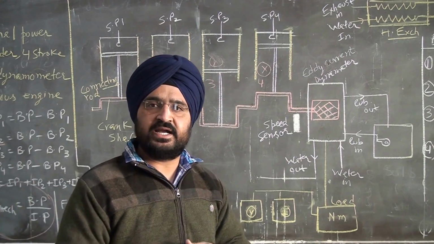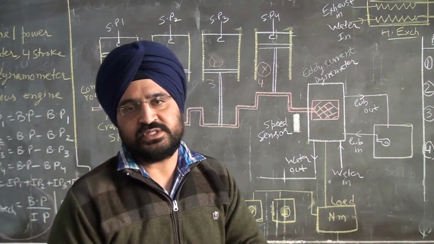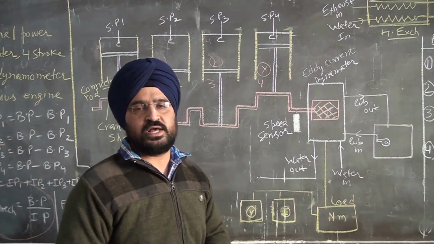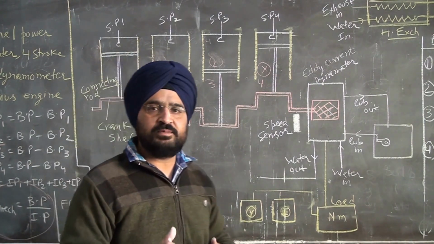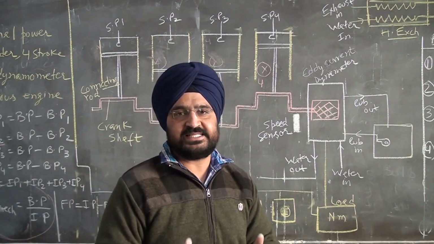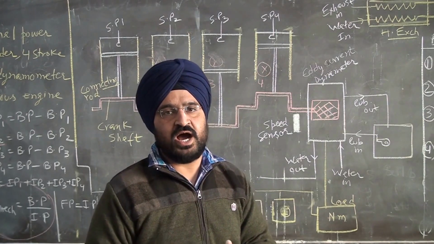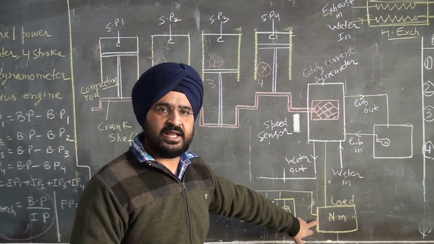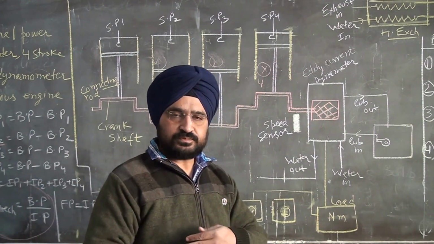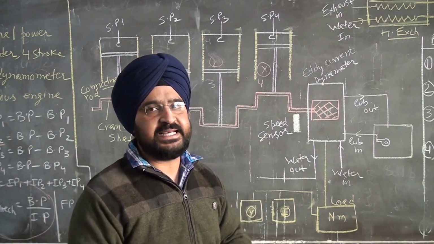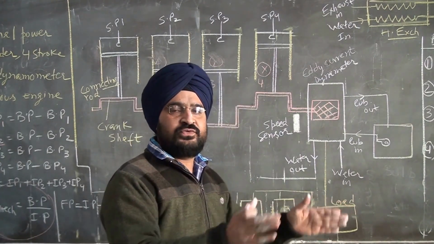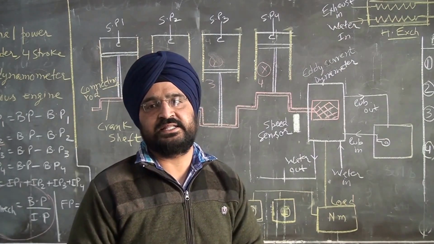When you pass the current, it will oppose the motion of the rotor. That opposing means a force is there, and that force we are going to calibrate. We will attach an arm, and with the help of the arm the force will be measured on a panel in Newton meters. So the opposing force of the stator on the rotor is measured, and that gives us the direct reading in Newton meters on the panel.